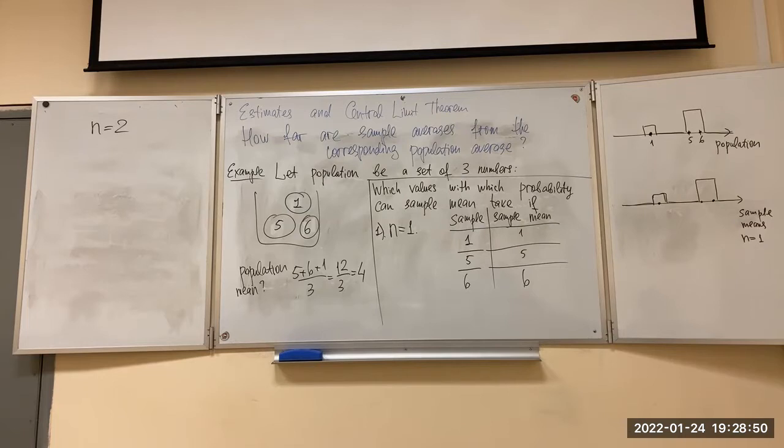It's 1/3 and 1/3 that I get this. So it's 1/9. Yes, but is it the only possible way to get mean 3? To get this something?